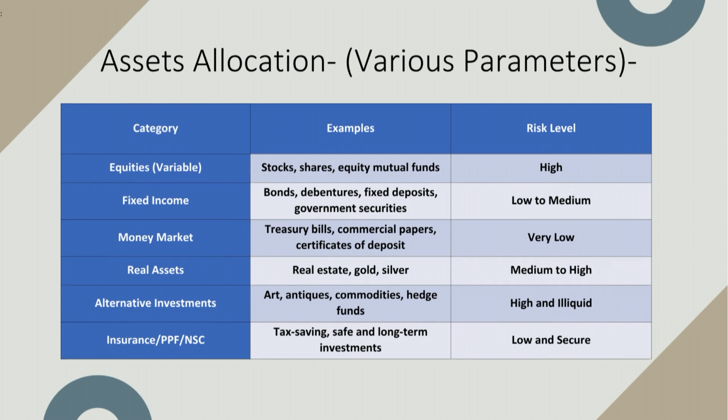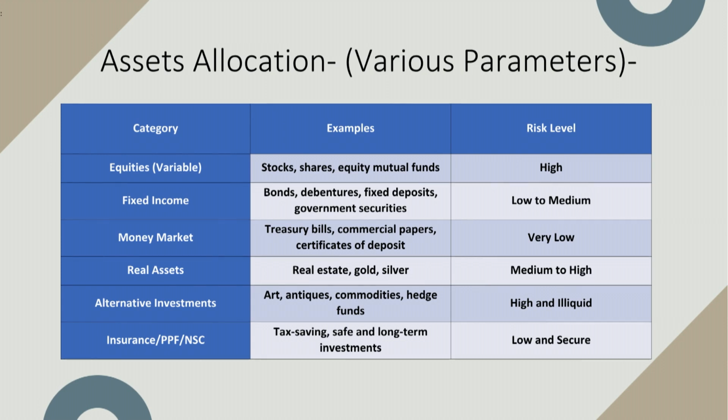Some securities provide fixed income. It is bonds, debentures, fixed deposits, government securities. In that type of security, the risk is moderate. Money market category: treasury bills, commercial paper, certificate of deposit. In this type of security, the risk level is very low.